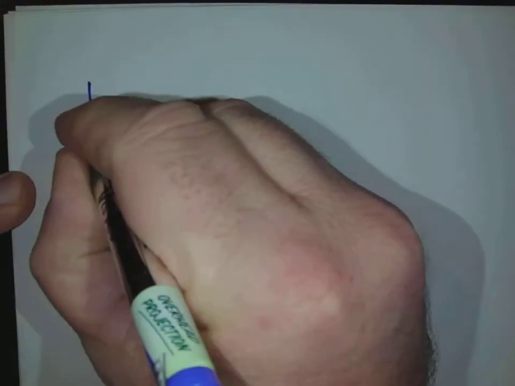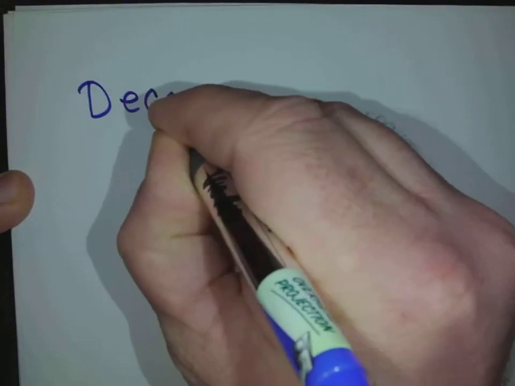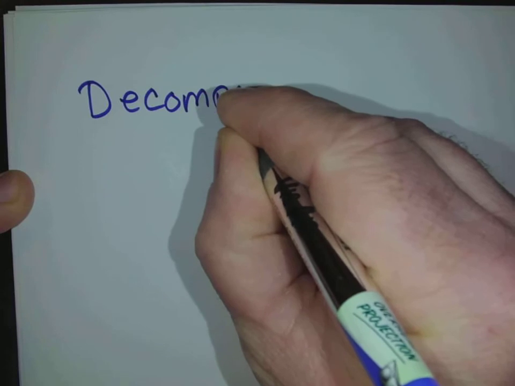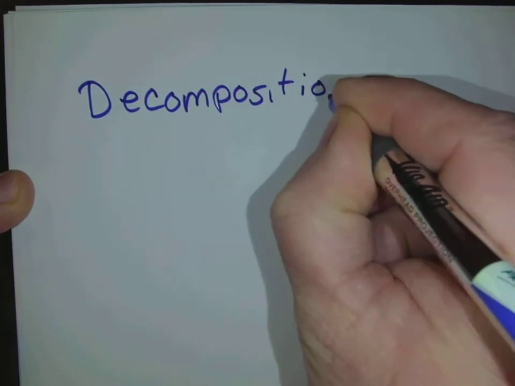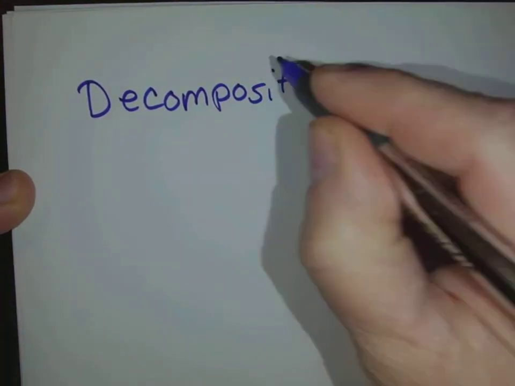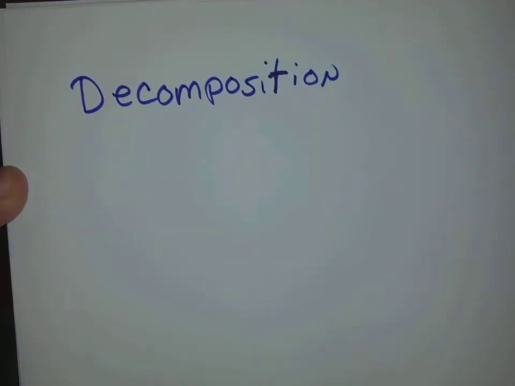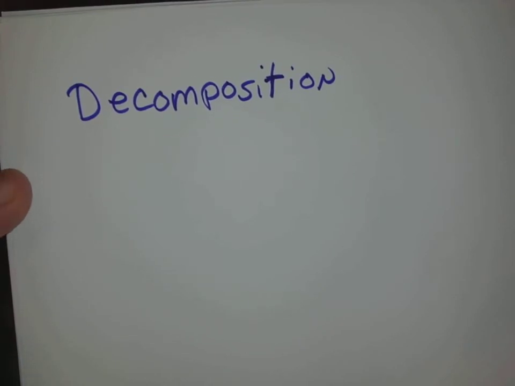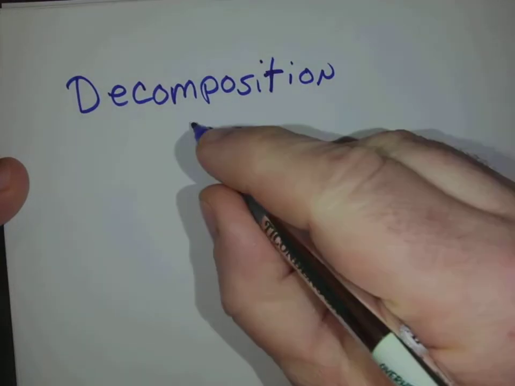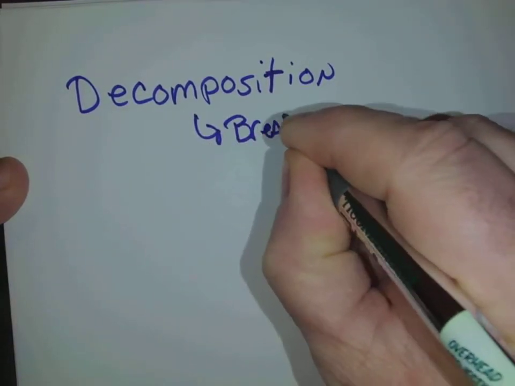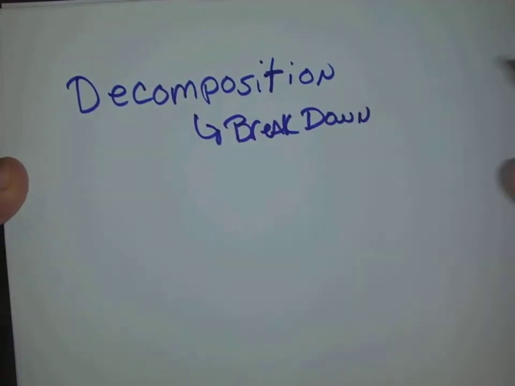So in this video we're going to talk about the opposite of synthesis, decomposition. Now synthesis means to put together. I forgot to mention that on that particular video, but it's not a big deal. You can still figure out how to do a synthesis reaction without really knowing what it means. Well, decomposition means the opposite of put together. It means to break down.